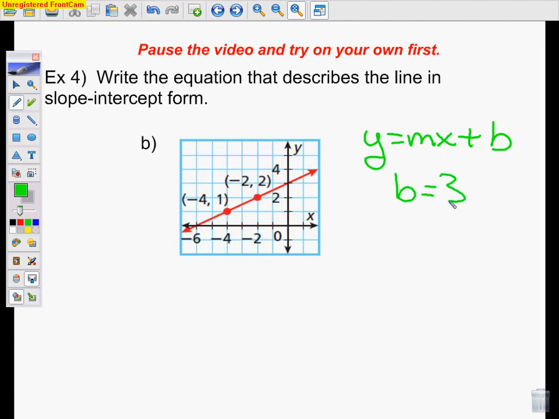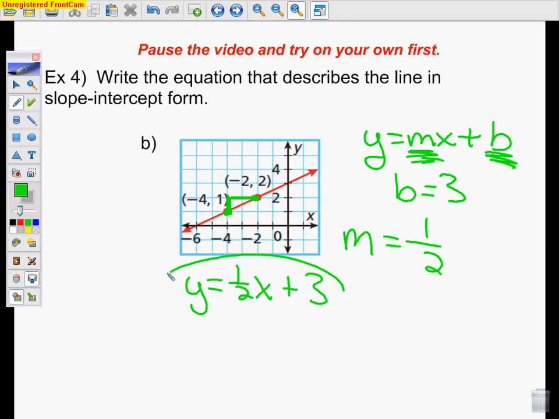And then from there, can we find our slope? Once again, slope is rise over run. So from this point to this point, we went up 1, over to the right 2. So our slope is 1/2. So once again, plugging into slope-intercept form, mx plus b, we're just going to write y equals, well, what's m? 1/2. Then we put down our x plus b, and b was 3. So this is our equation for that line in slope-intercept form.